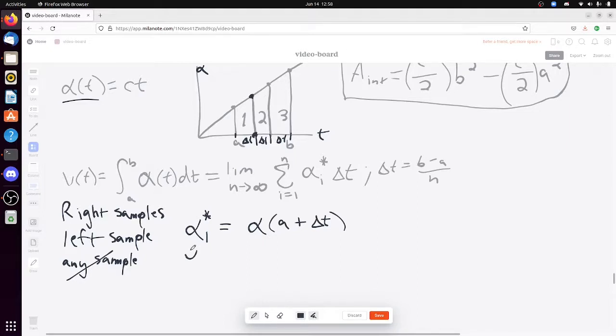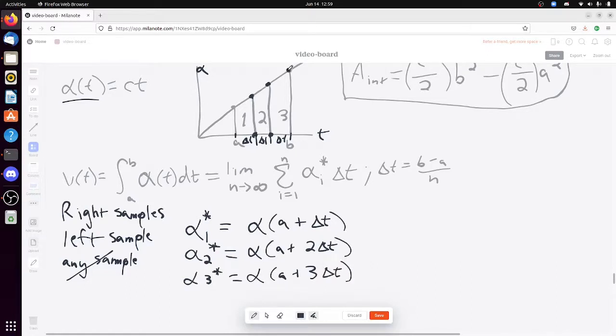All right, what about the second one? What about the right sample for the second partition? Well, it's basically the same story. We're looking for this point. We have the function alpha that we know how to calculate that point based on some input. So we're really looking for this point. Obviously, that's a plus delta t plus delta t. So that's actually alpha of a plus 2 delta t. And then hopefully you notice the third one is the same: alpha of a plus 3 delta t.